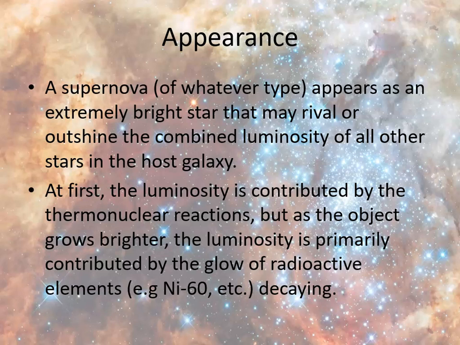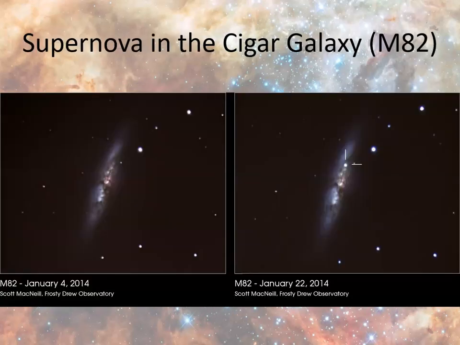So at first, most of that luminosity is contributed by thermonuclear reactions, but as you get brighter and brighter, a whole lot of that is actually being produced by the glow of the decay of radioactive elements. We're talking about especially things like nickel-60, cobalt-60, stuff like that.